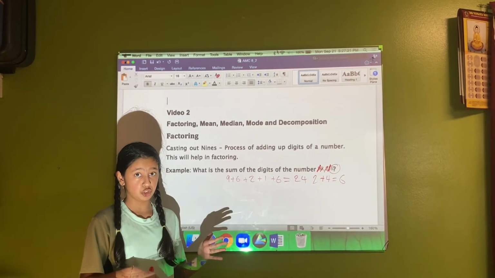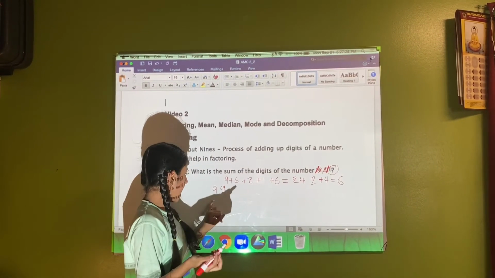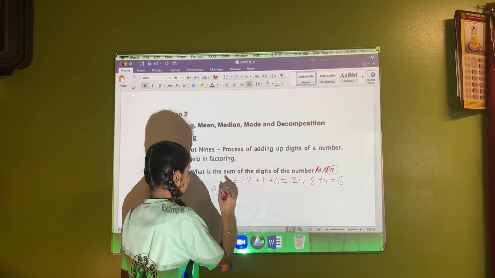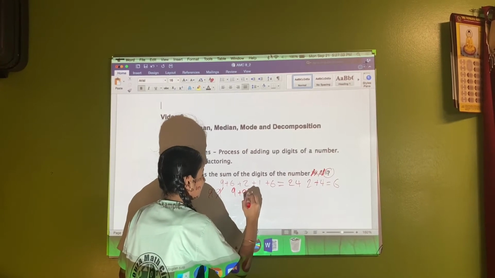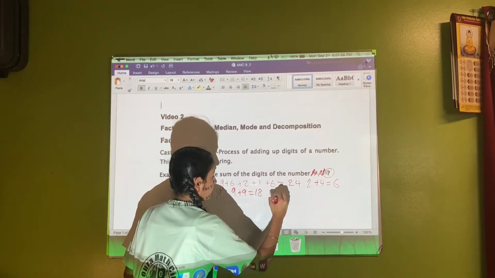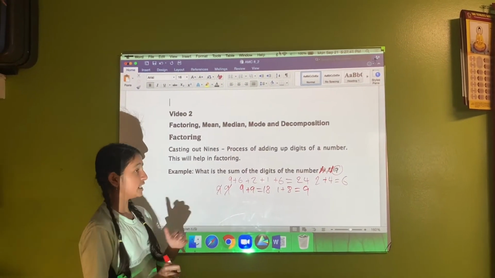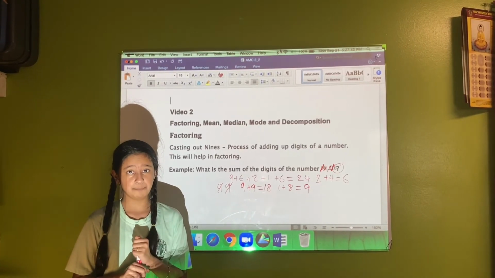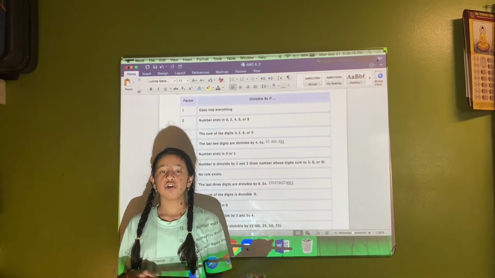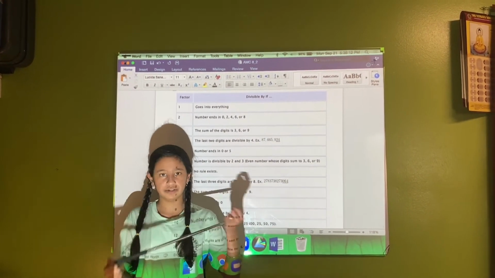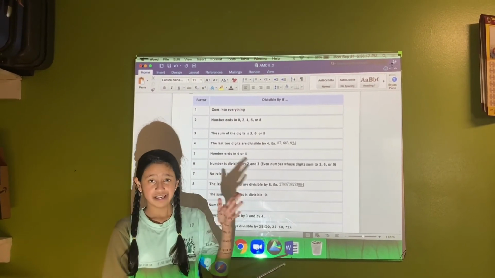We're going to test that out too, just to make sure. So 99 is this number. 9 plus 9, first of all, no number. 9 plus 9 is 18. 1 plus 8 is 9. So yep, this is a really easy trick you can use for factoring. If you want to learn more about casting out nines, you can always search it up on reliable sources on the internet.